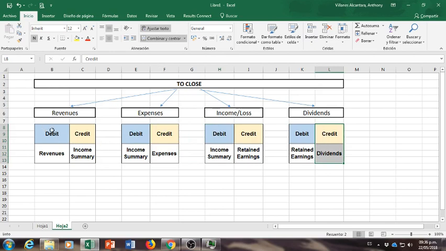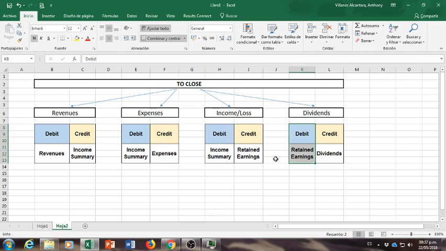I debit revenues and credit income summary. I debit income and credit retained earnings. I credit expenses and debit income summary. I credit dividends and debit retained earnings.